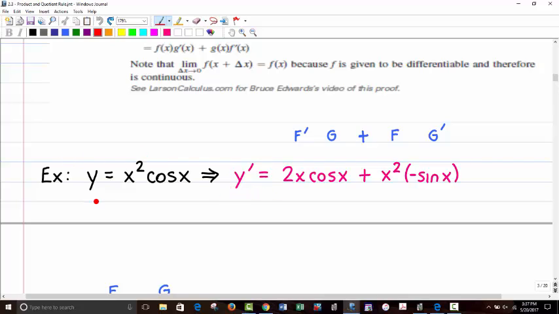Then the derivative of y equals x squared cosine of x. I'm using the order I like to use, but like I said, if you do the other order, that's okay because of the fact that it's plus in the middle. Let's see what we have here. The derivative of f is 2x. G will just be cosine of x plus x squared, and then the derivative of cosine we learned before is negative sine.